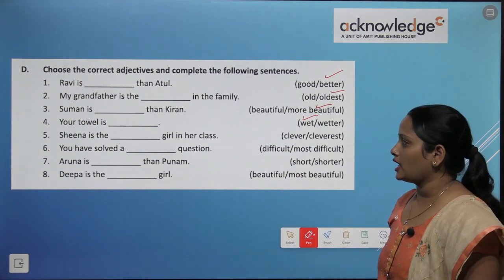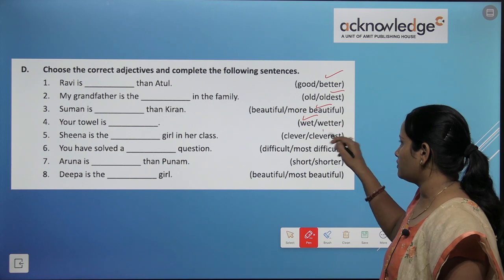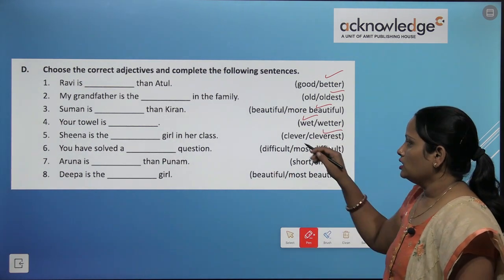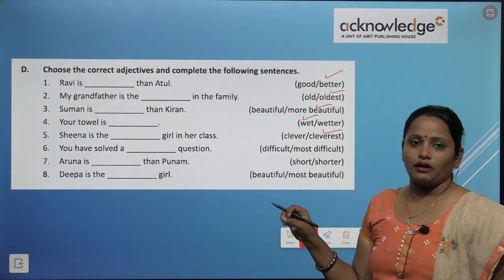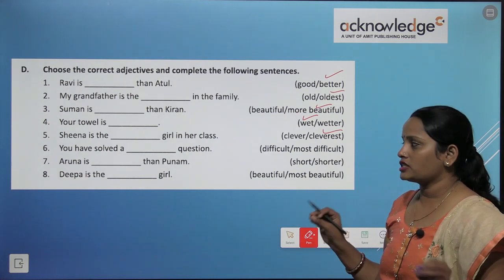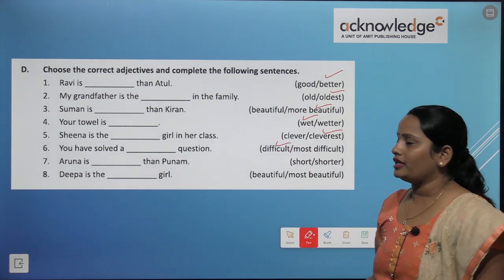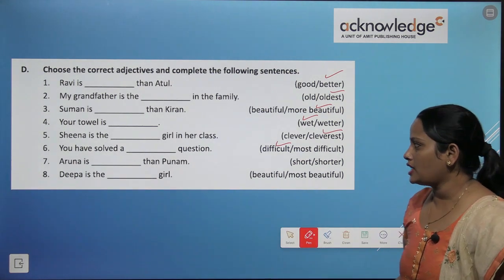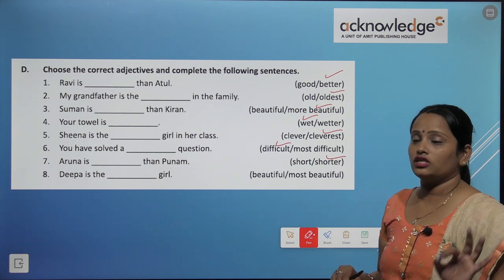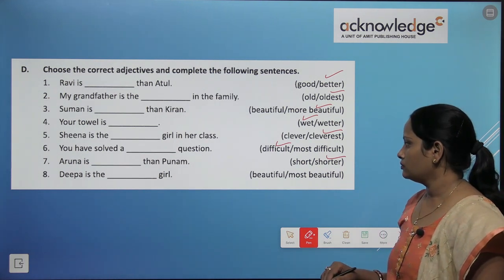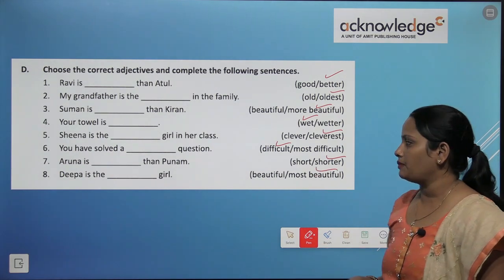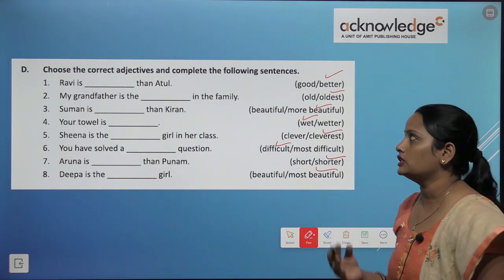Sheena is the dash girl in the class. पूरी class की बात हो रही है. Then superlative degree is cleverest. You have solved a dash question. अब यहाँ पे देखें क्वेश्चन की बात हो रही है. एक क्वेश्चन की बात हो रही है. कोई कंपैरिजन नहीं हो रहा है कि कैसा क्वेश्चन है. So we are going to write difficult question. Aruna is dash than Poonam. दो बच्चों की बात हो रही है. Then shorter. Deepa is the dash girl. So यहाँ पे the लिखा हुआ है. यहाँ superlative की बात हो रही है. Then Deepa is the most beautiful girl.